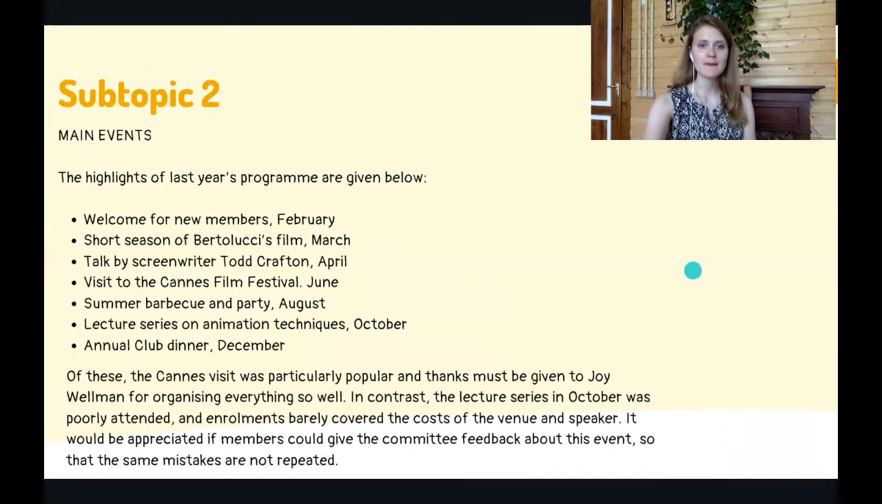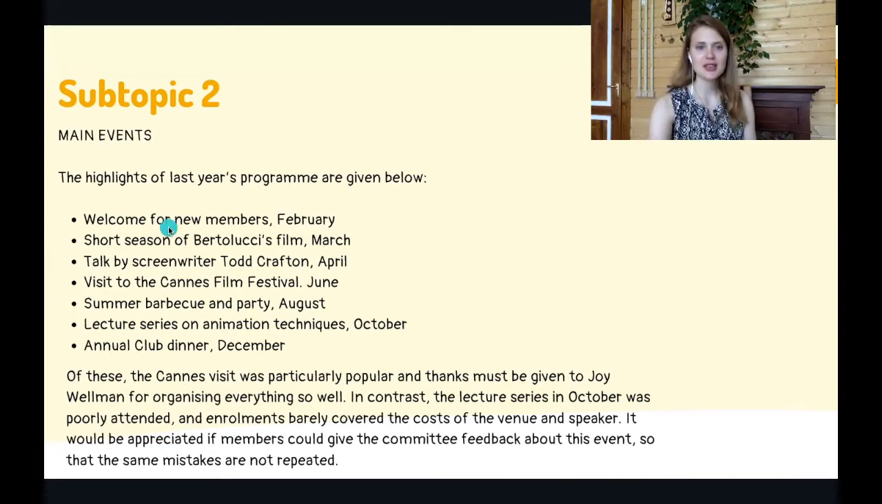Next subtopic. Okay, the next subtopic is about main events. And please look here, the person uses bullets. It's quite acceptable to use bullets when you write a report, because again, your task is to be structured. Your task is to make a report as comprehensible as possible. And when you see bullets, you see the main points and it's easy to understand what you're reading.